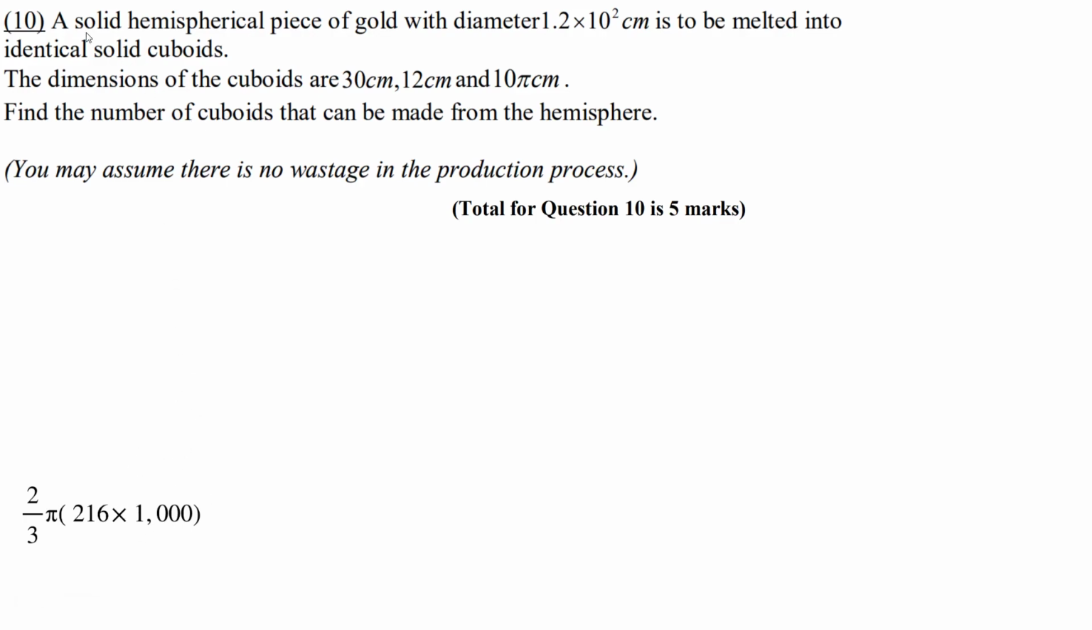Anyways, so a solid hemispherical piece of gold with diameter 1.2 times 10 squared centimeters is to be melted into identical solid cuboids. The dimensions of the cuboids are 30 centimeters, 12 centimeters, and 10 pi centimeters. Find the number of cuboids that can be made from the hemisphere. You may assume there is no wastage in the production process.